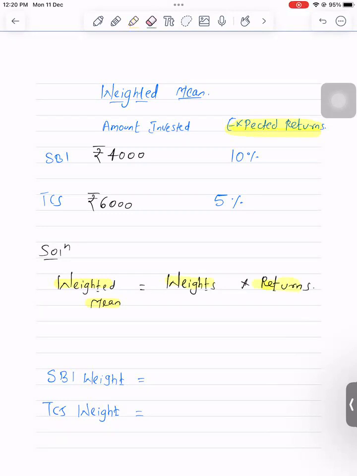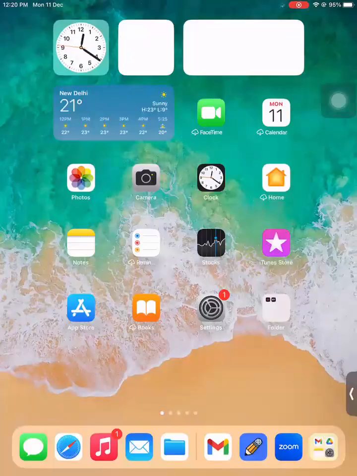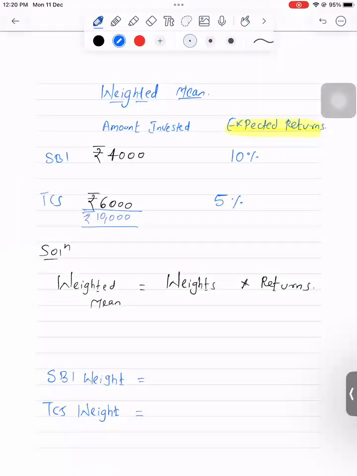So the very first thing you need to learn is how to calculate the weights. See, this client has invested 6,000 in TCS and 4,000 in SBI. So I can say the total amount invested is 10,000. Now out of 10,000, 4,000 is invested in State Bank of India. So please tell me what will be the weight of State Bank of India. Out of 10,000, the client has invested 4,000. So what is the weightage of State Bank of India?